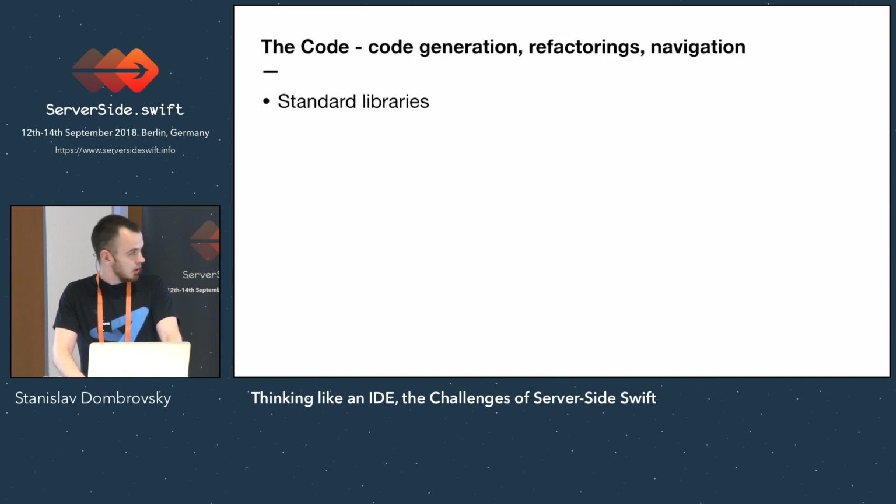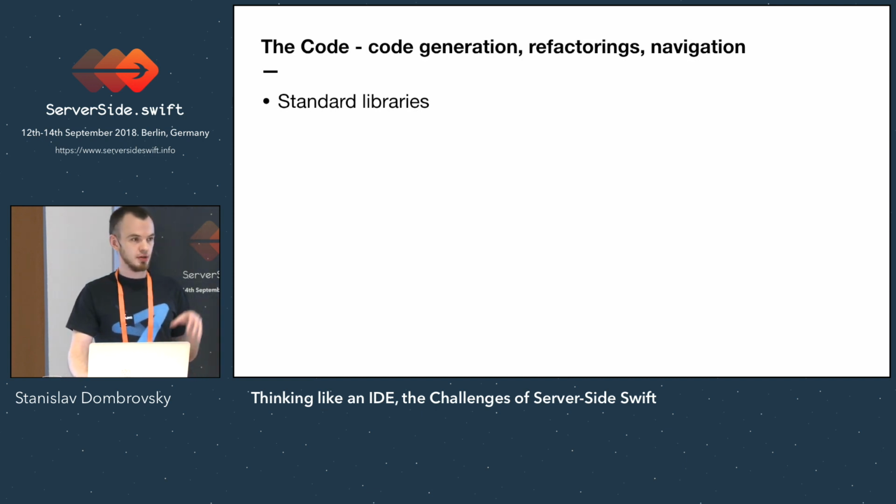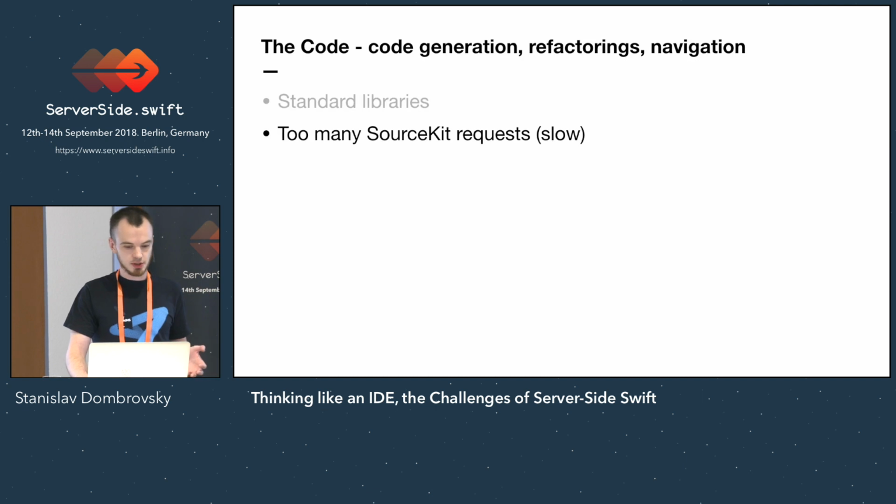Talking about the code, we also need to take into account code generation, refactorings, and navigation. And here the situation is much more difficult, because to build, say, a simple code generation working in the context of the whole project, we need to take into account all the standard libraries and all the third-party dependencies in our projects. So if we are using SourceKit for that, we will need too many SourceKit requests, and it's very slow, not because SourceKit is slow, but because we need thousands of such requests for just the standard library with all the modules and all the submodules here.